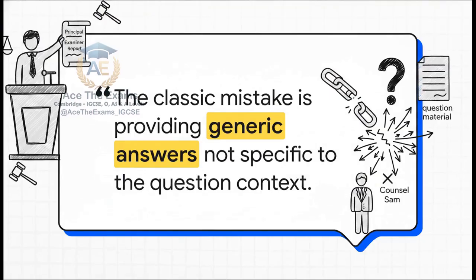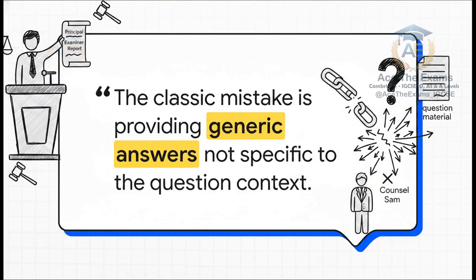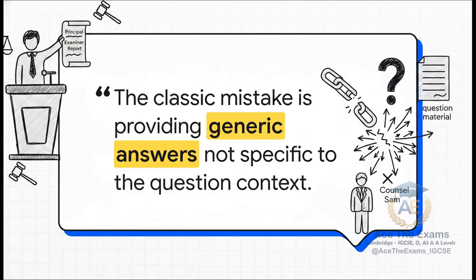It is time to bring our absolute top witness to the stand, the principal examiner report. In our courtroom, this is the ultimate legal precedent. The report explicitly states, the classic mistake is providing generic answers, not specific to the question context. Always link every point to the given scenario. I mean, this is exactly what Counsel Sam was doing wrong. If your essay could apply to just any generic topic and isn't anchored directly to the stimulus material provided in the exam prompt, you are quite literally just throwing marks away.